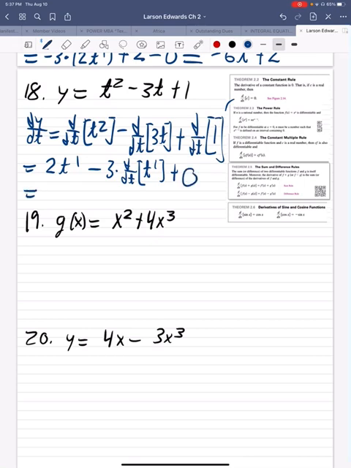So to simplify this, 2t to the first power is 2t, minus 3 times the derivative of t to the 1. Remember, this is a power rule. You take the 1 in front, it becomes 1t to the 1 minus 1, which is the 0th power, and anything to the 0th power is 1. So this all becomes 1. We have 2t minus 3 plus 0. That's our derivative, 2t minus 3.